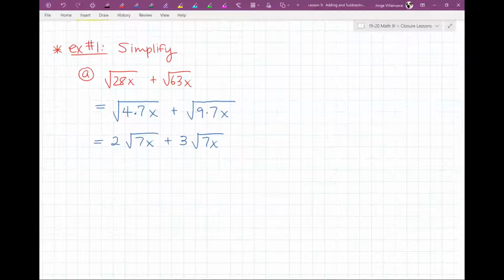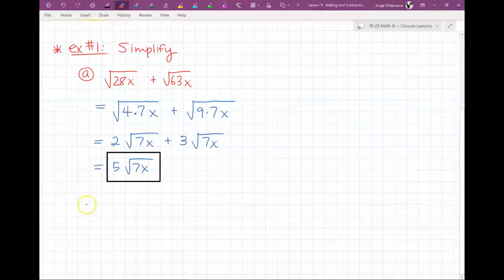So now that they have matching radicands and I can't simplify anymore, all I'm going to do is add the numbers in front of the radicals. Those are the coefficients for that radical. So 2 plus 3 is 5. So my answer is 5 radical 7x. And that's my answer for that problem right there.